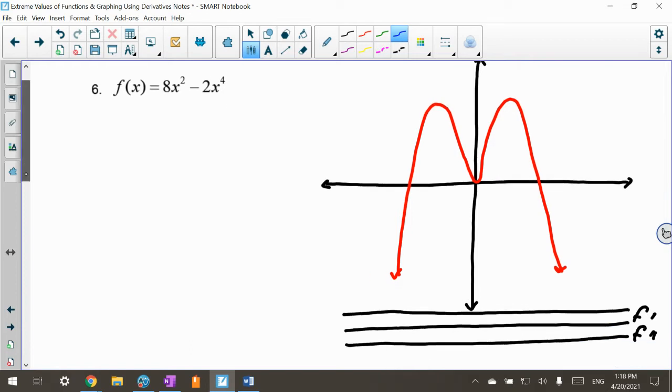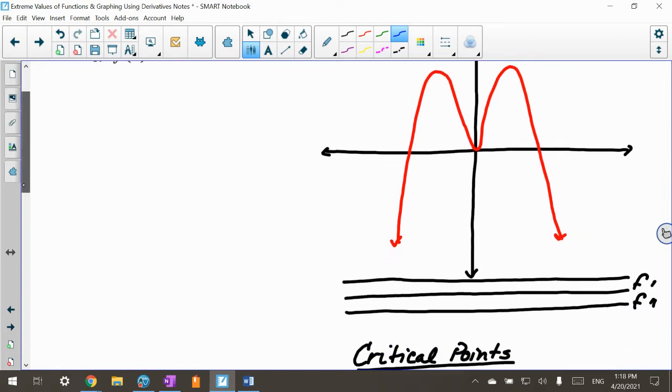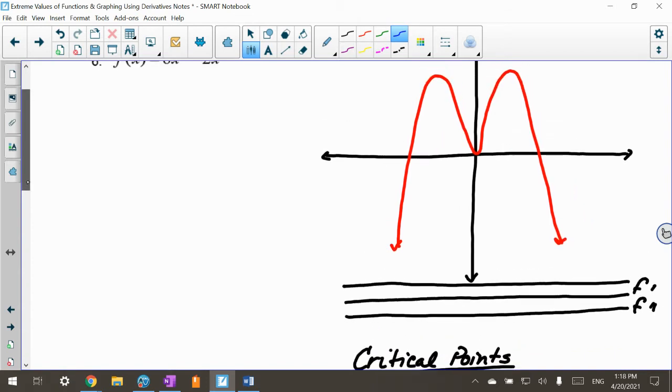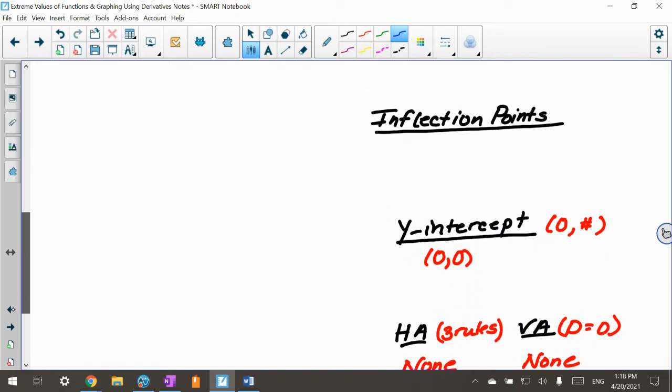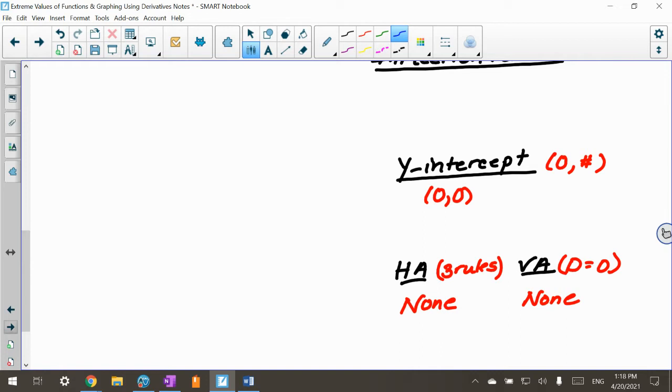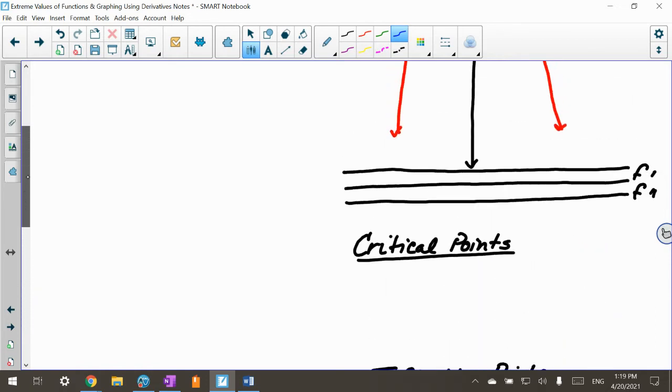Over here, I set up what the graph would look like. I set up my f prime bar, my f double prime bar. I did graph this as well, so I'll show you that in a minute. Here's a spot for my critical points, my inflection points, and my y-intercept, which is 0. When I put 0 in there, I get 0, so it's the origin. Then I check for my horizontal asymptote and my vertical asymptote, and a vertical asymptote is where a denominator equals 0. It's not a rational function, so there is none. For the horizontal asymptote, I need to know the numerator and the denominator, and there is none. So I filled that in right off the bat because it was a polynomial.